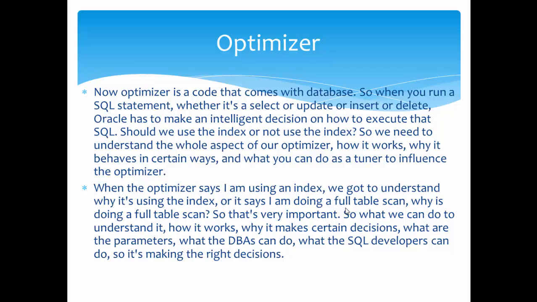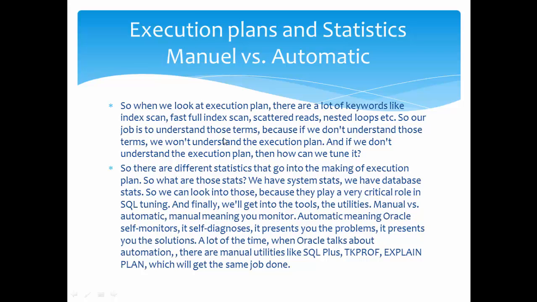When the optimizer says I'm using an index, we have to understand why it's using the index. Or it says I'm going to do a full table scan, and why is it doing a full table scan? That's very important. So we need to understand how it works, why it makes certain decisions, what the parameters are, what the DBAs can do, and what the SQL developers can do, so it's making the right decision. We are also going to talk about execution plans, and statistics, manual versus automatic.